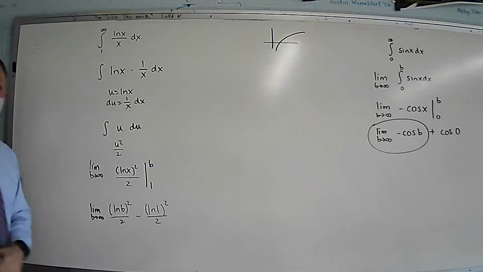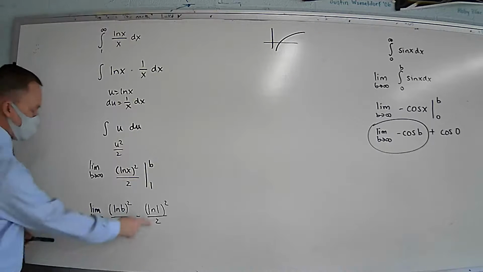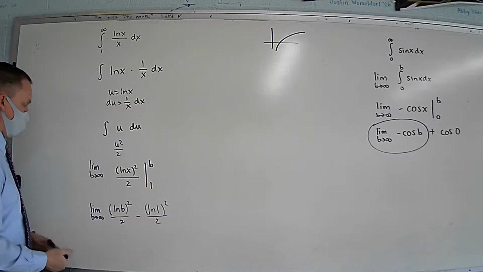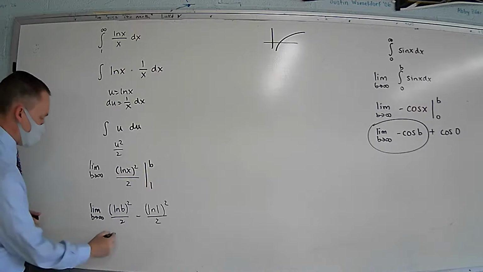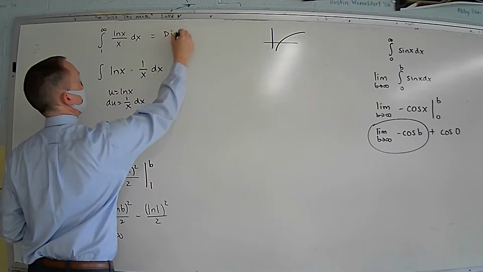So what is this answer here? Well, natural log of 1 is 0. And we already said natural log of b is going to infinity, so this limit is infinity, so this baby is a diverger.